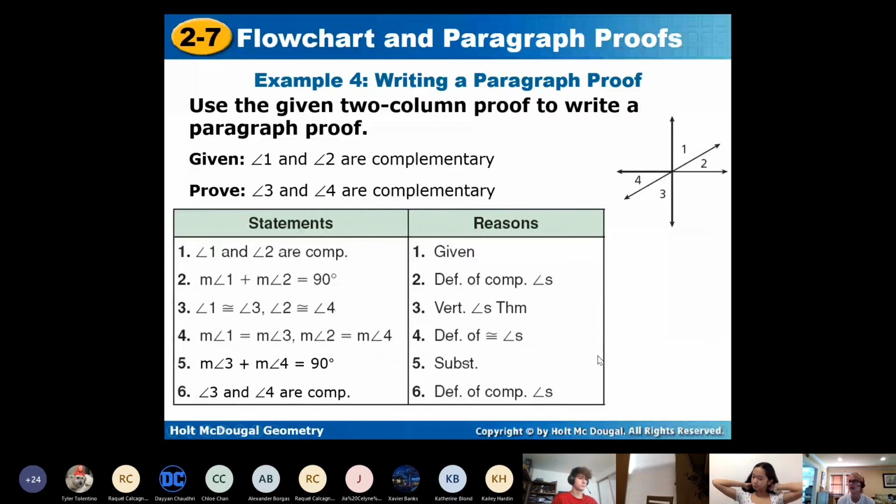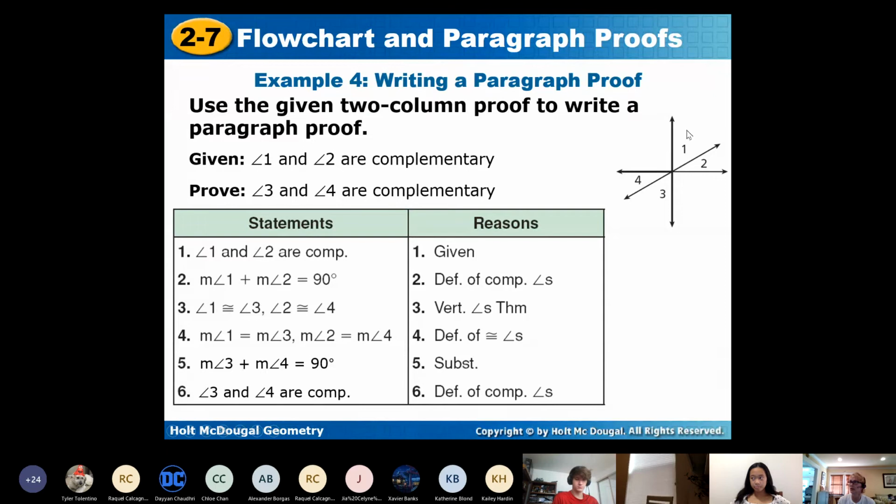Again, more examples. Here's your 2. You can use the vertical angles theorem now. You can use your complement theorems now. So 1 and 2 are complementary. You want to show that 3 and 4 are complementary.